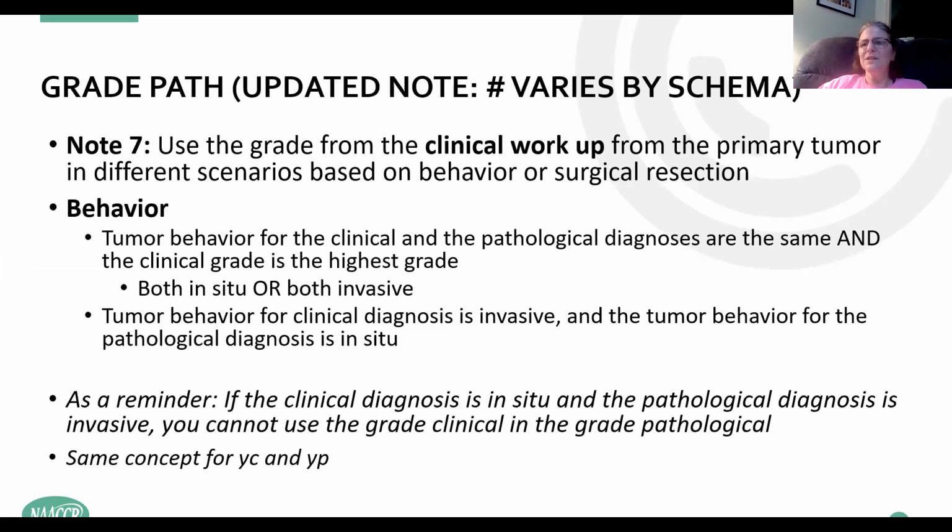The tumor behavior for the clinical and the pathological diagnosis are the same, and the clinical grade is the highest grade. Both are in situ or both are invasive. And this is pretty much what you're going to see most of the time. The other situation is tumor behavior for the clinical diagnosis is invasive, and the tumor behavior for the pathological diagnosis is in situ. You would use the clinical grade. And AJCC follows this, that if you have an invasive followed by an in situ, your T component is brought down from the clinical.